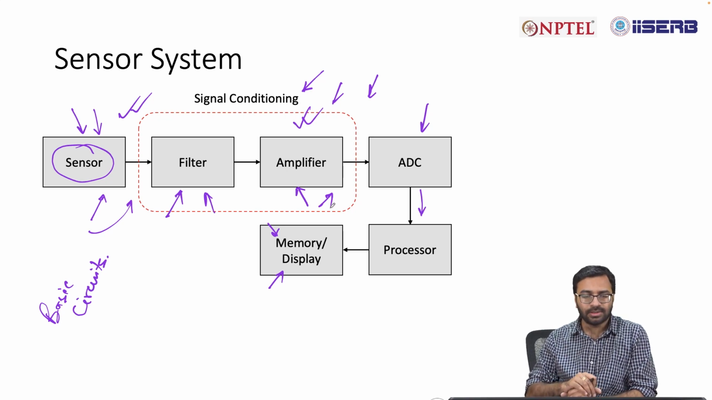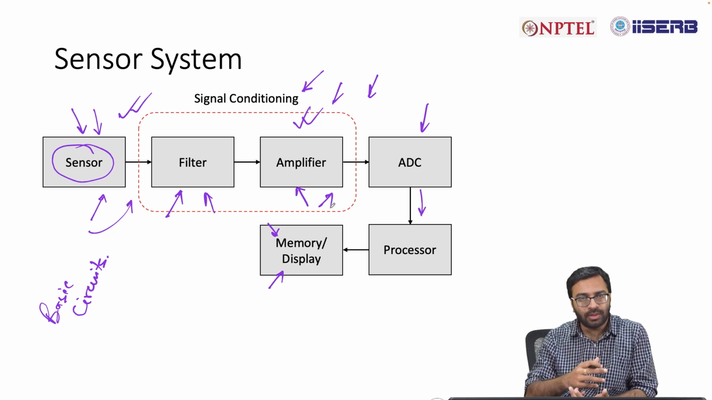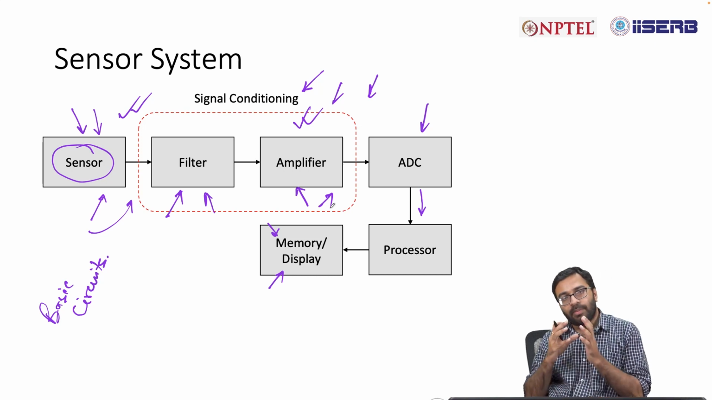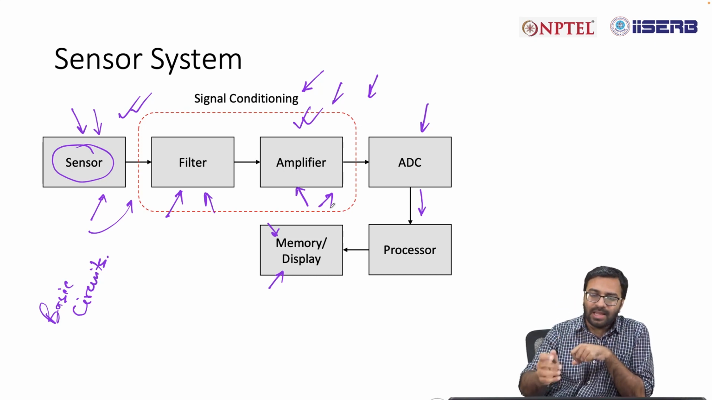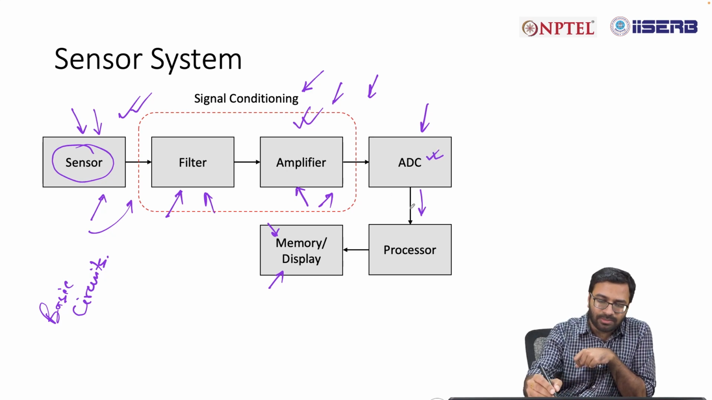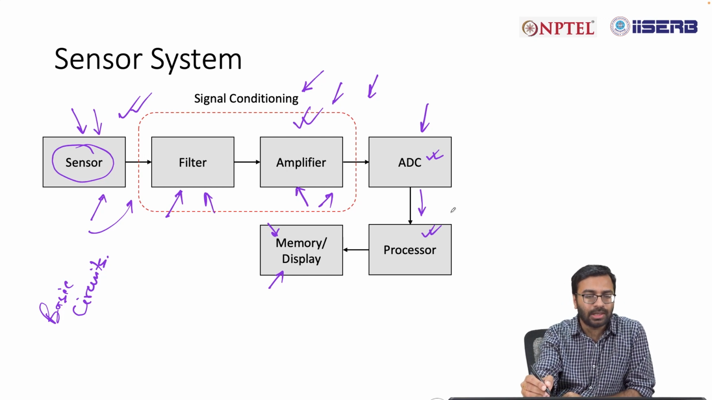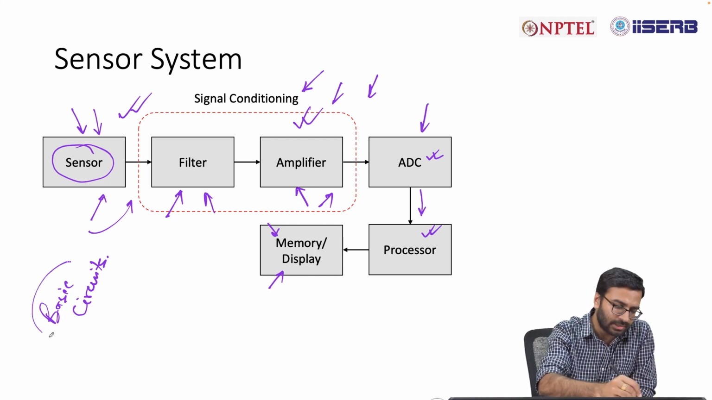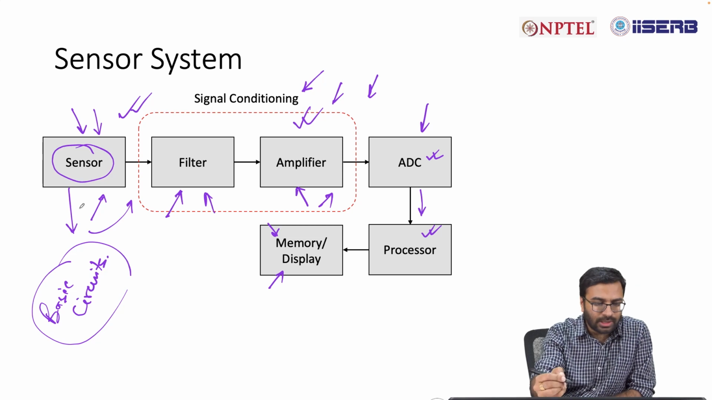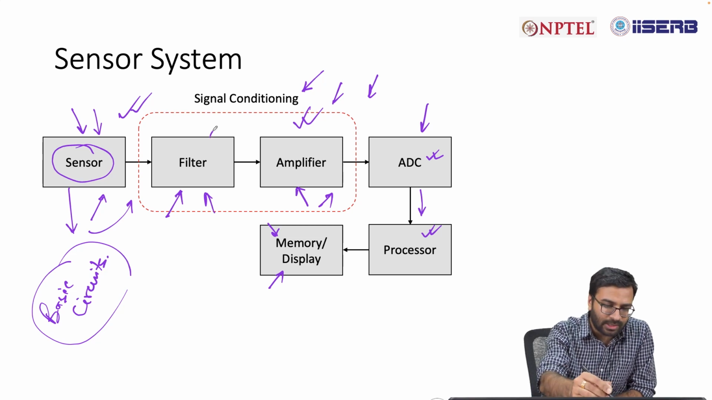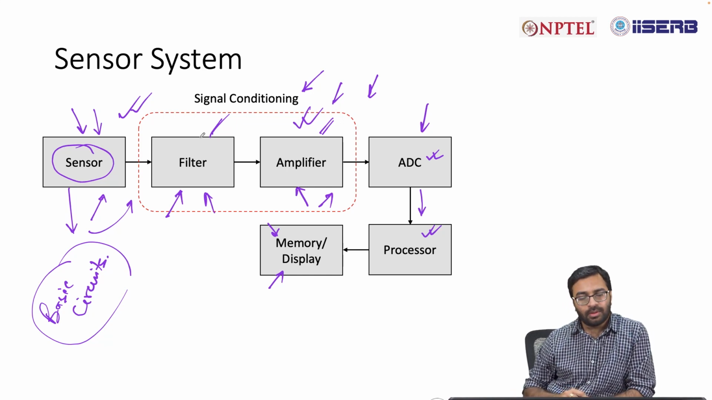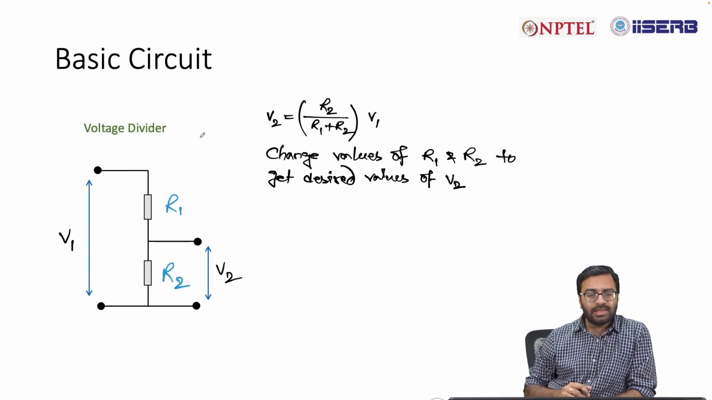So we will discuss filters and amplifiers. There are different types of filters, different types of amplifiers that one has to understand when a person tries to make a sensor system. And then the ADC and processor part comes after that. So in this course we will limit our discussion to basic circuits in order to integrate a sensor to a system, then filters, and then amplifiers, or amplifiers and then filters, something of that sort. Okay.